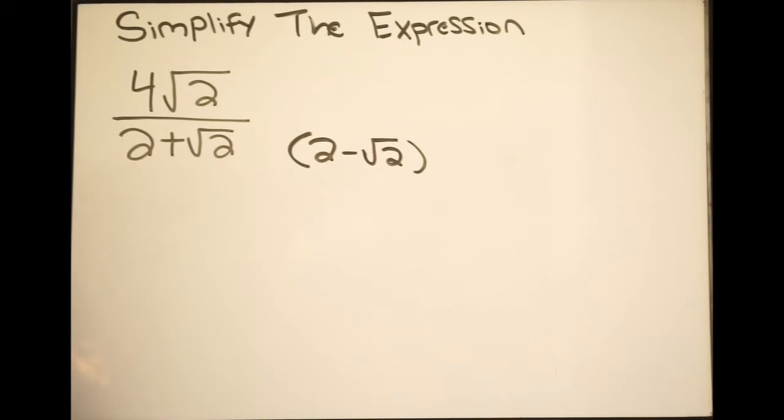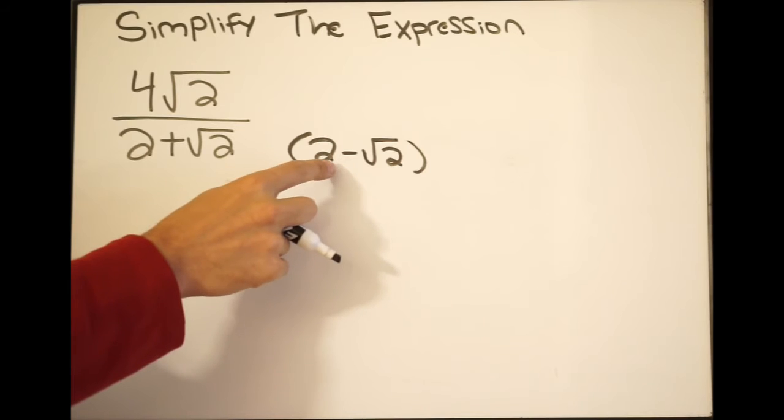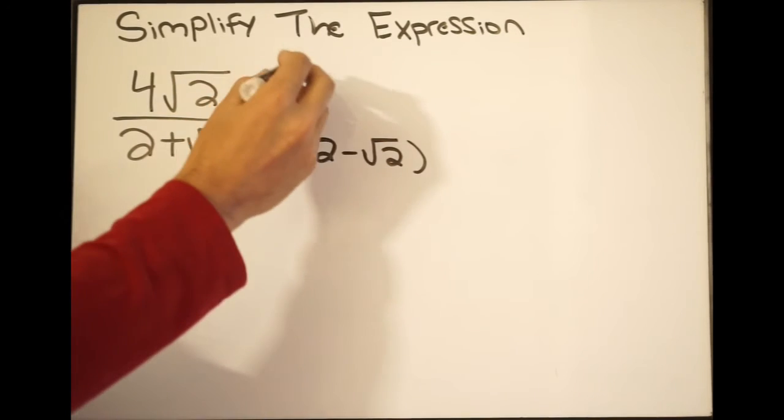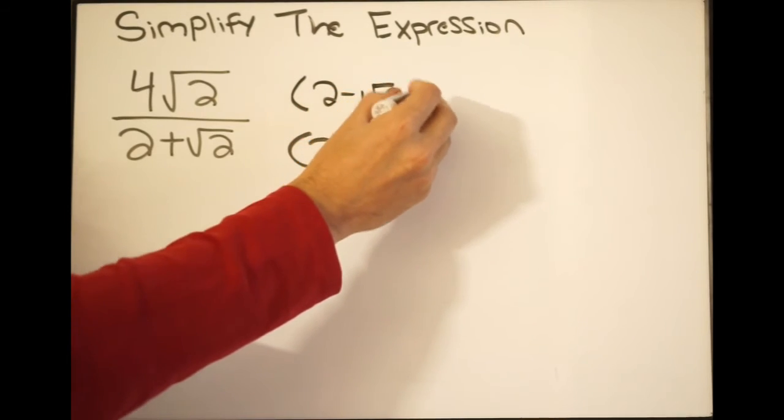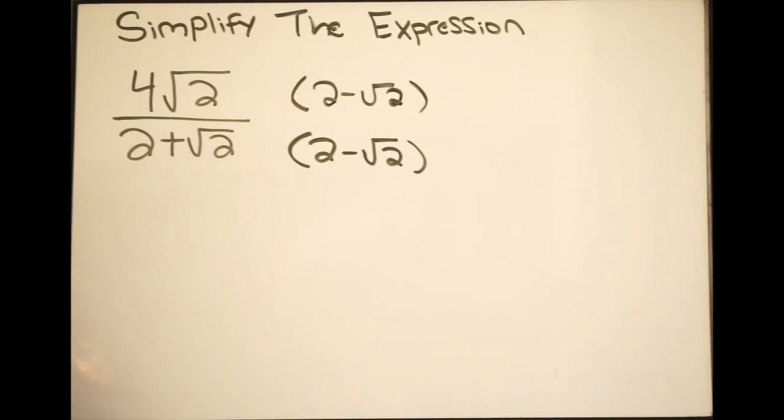Now we need to keep things balanced, so I'm multiplying the denominator by 2 minus the square root of 2. I also have to do that to my numerator, okay? So let's work on the denominator first. Now, we're just multiplying two binomials, so we can use FOIL here, which is first, outside, inside, last. And you'll see how this works out.